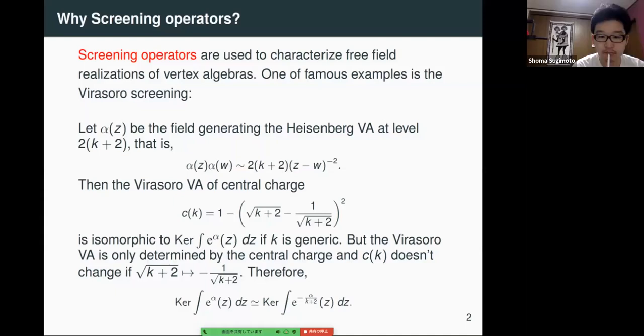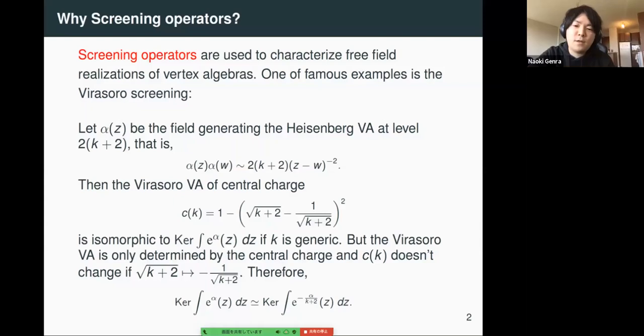And the Virasoro vertex algebra is known to be determined only by the central charge. And c_k does not change if you change the square root of k+2 to minus 1 over the square root of k+2. So we know that if k is generic, the kernel of E^alpha(z) is isomorphic to the kernel of the integral of E^(−alpha/(k+2))(z). This is known to be a duality of Virasoro vertex algebra screening operators.